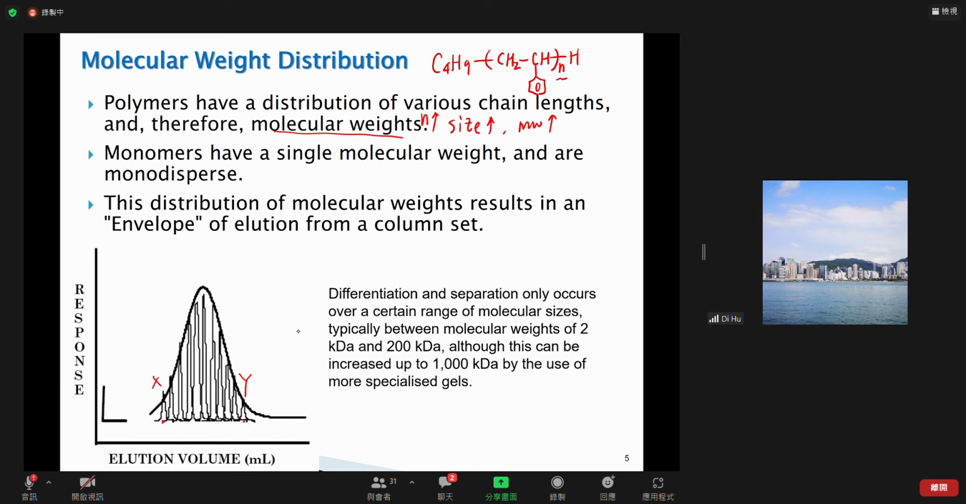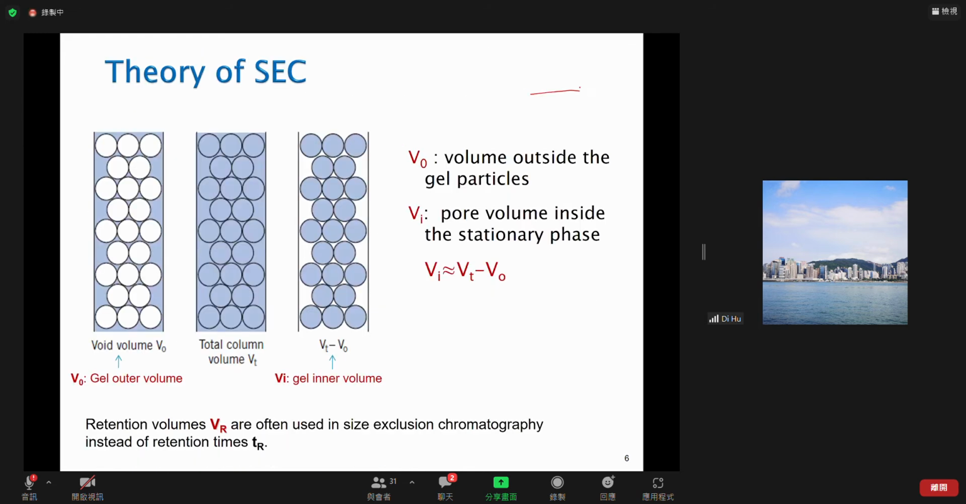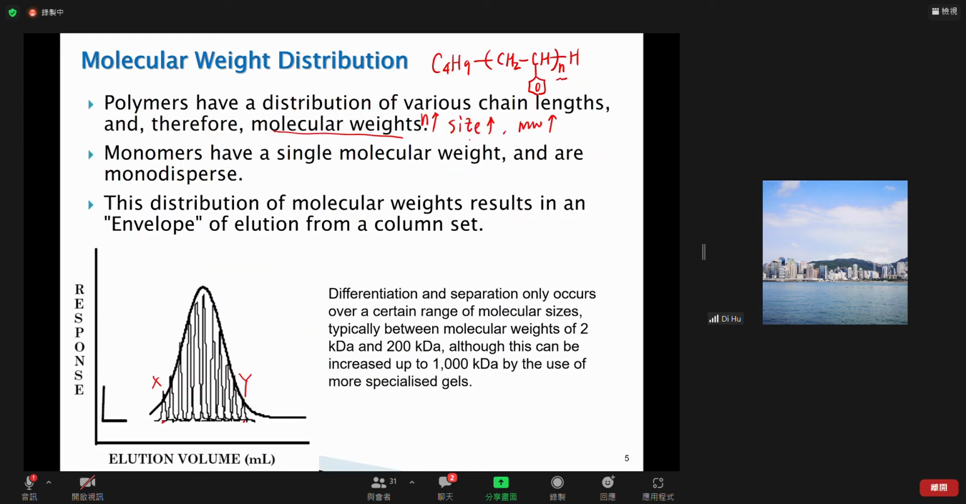So here is what we need to do. You can see that from that we can get an idea, because the separation is based on molecular size. However, for the same group of compounds, the molecular weight increases together with molecular size. So we can indirectly relate the elution volume to the molecular weight. You can see the differentiation and separation only occur over a certain range of molecular size.